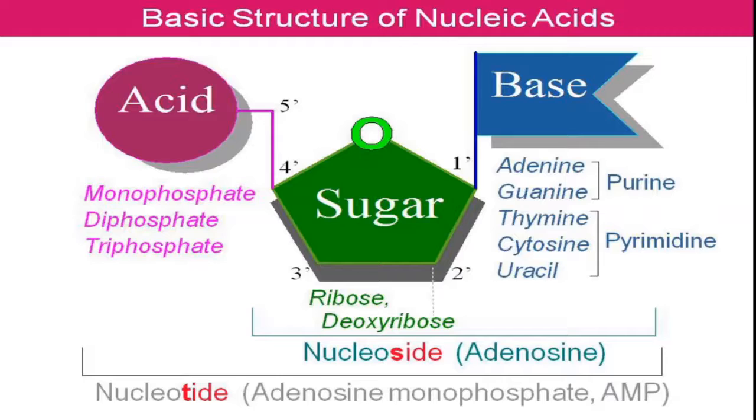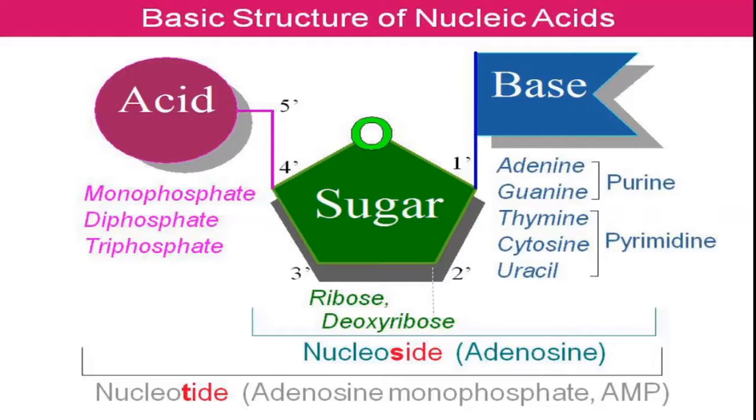Today we'll learn the basic structure of nucleic acid. So nucleic acid is one of the important biomolecules which acts as a genetic material in living organisms. It's a polymer that is made up of a basic building block called a nucleotide, and each nucleotide monomer is made up of three basic components.